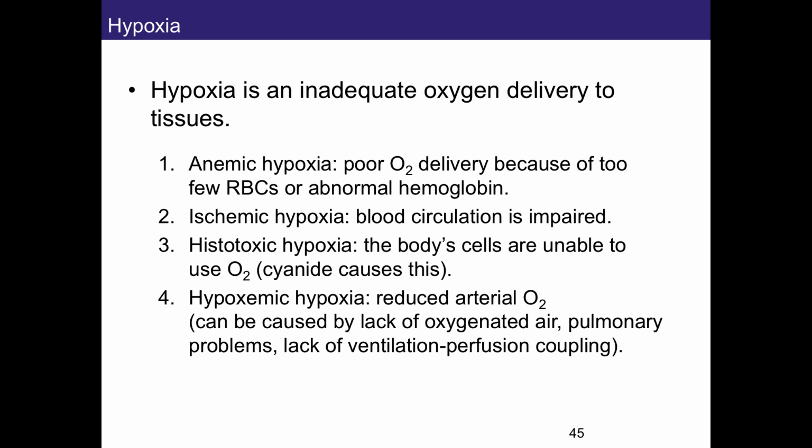Histotoxic hypoxia is more like cyanide. You have plenty of oxygen circulating in your body, you just can't use it. Cyanide affects the electron transport system, where oxygen is that last step. It doesn't allow you to use the oxygen that's circulating. It causes blue lips. And then reduced arterial O2 is like when you're at high altitude or you have COPD. Okay, you guys, I think that's pretty good.